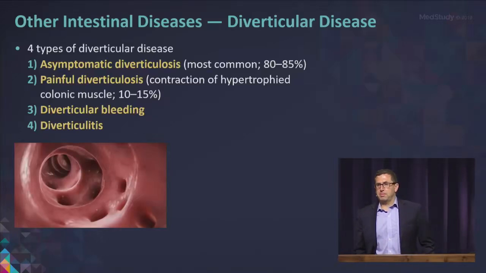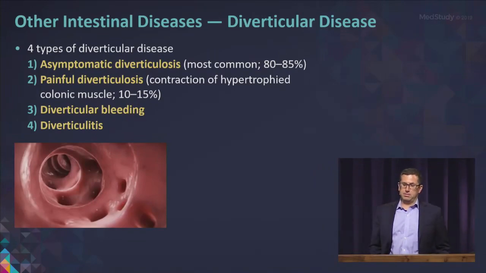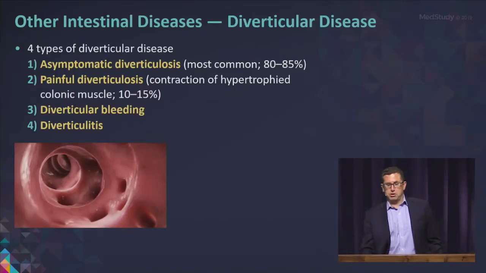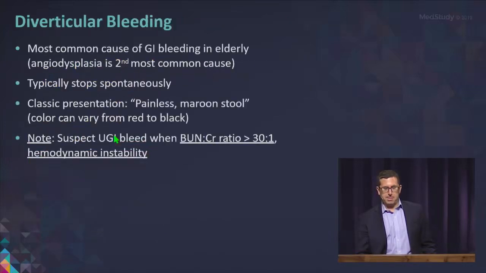So we'll switch gears and talk about some other intestinal diseases. So diverticular disease. This is very common. Most people with diverticular disease are asymptomatic. Sometimes you could get painful diverticulosis, diverticular bleeding, and diverticulitis.